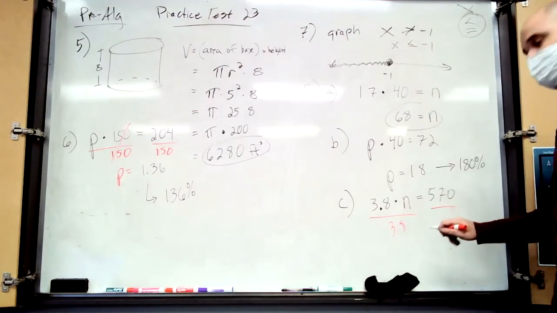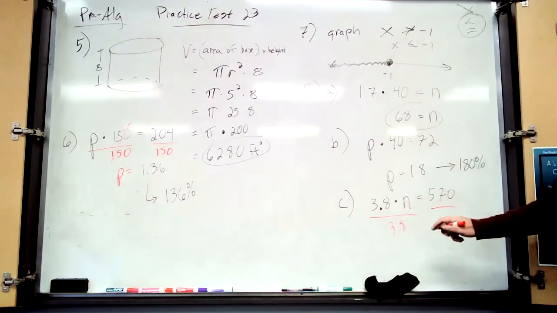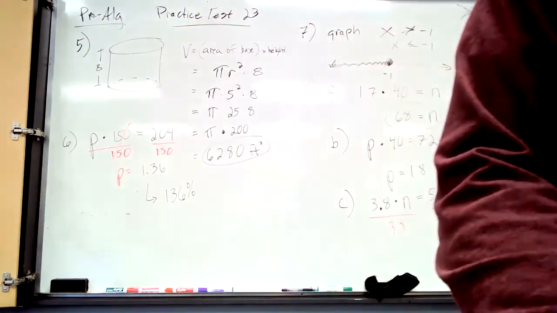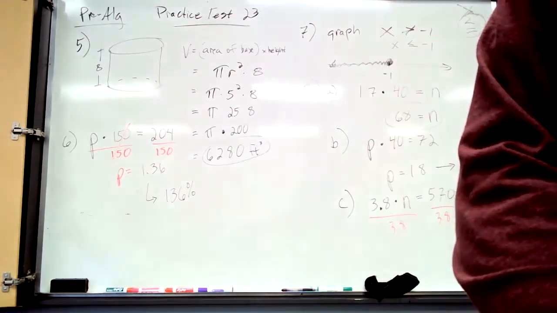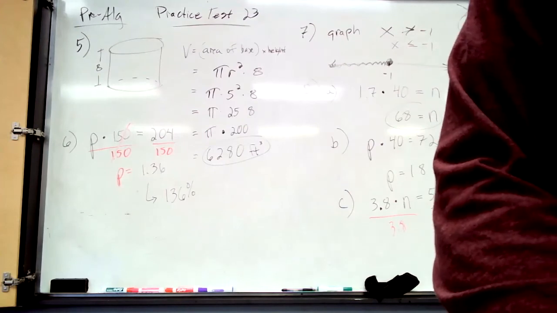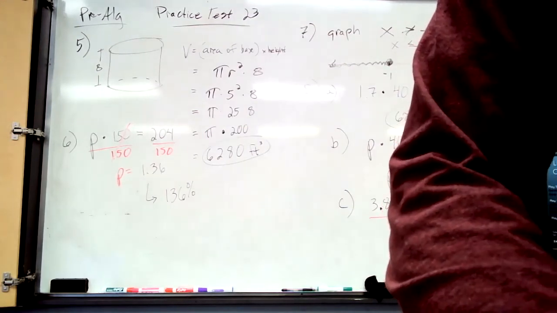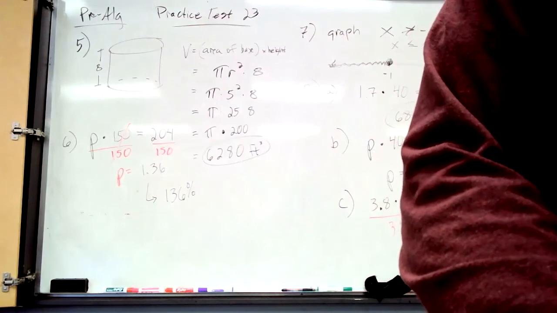All right, so to get n by itself, we have to divide by 3.8, right? Yep. So let's see how many times 3.8 goes into 570. Emerson? 148. Oh, yeah, I know that. Okay. So you get it.